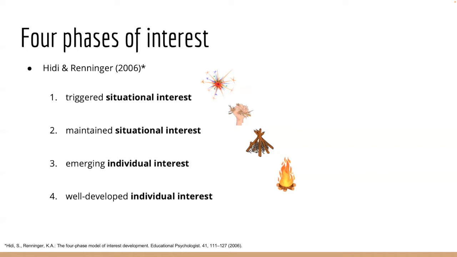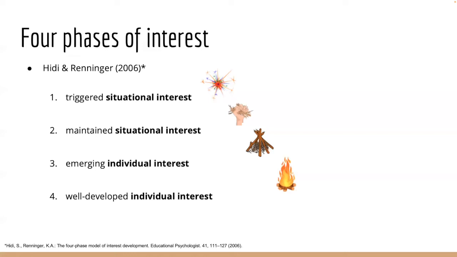The first two phases, the two situational interests, are relatively unstable and fleeting, and they are developed and maintained mostly relying on the context of the learning. For example, when students are studying an unfamiliar topic, their interest is there, but it's likely to go away once the knowledge gap is filled or their curiosity is fulfilled. So the re-engagement with the topic may not happen.